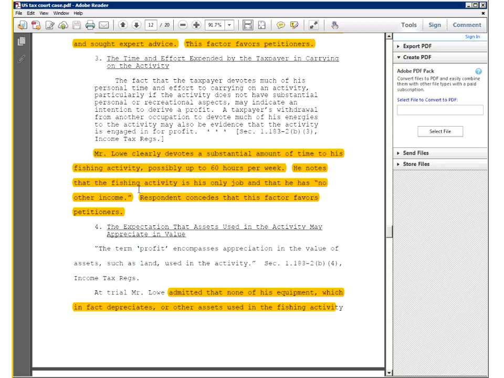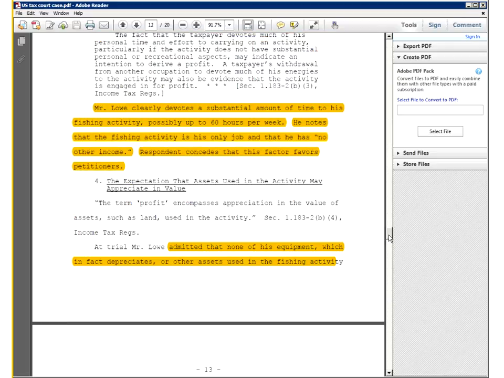Number 3, the time and effort. The IRS doesn't even challenge this one. They say we concede it. Yes, that one would go to the fisherman. He did put quite a bit of time and effort into this activity. So 2 for the petitioner, 1 maybe for the IRS.